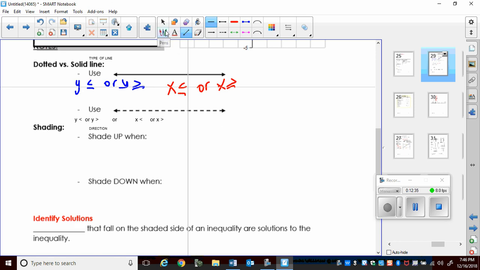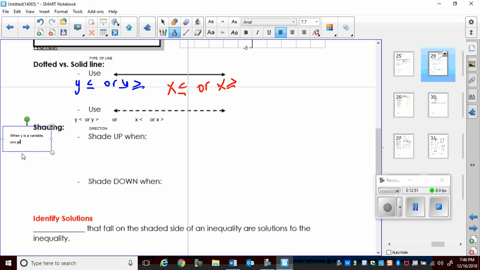If there's a y variable, I'm going to type that for you. You need to write it down. When y is a variable, you will shade above the line or below the line. Okay?